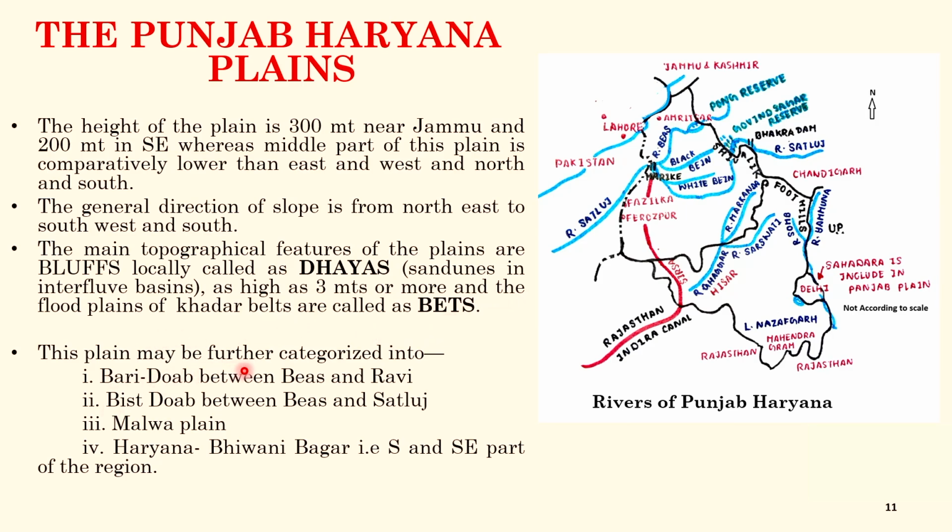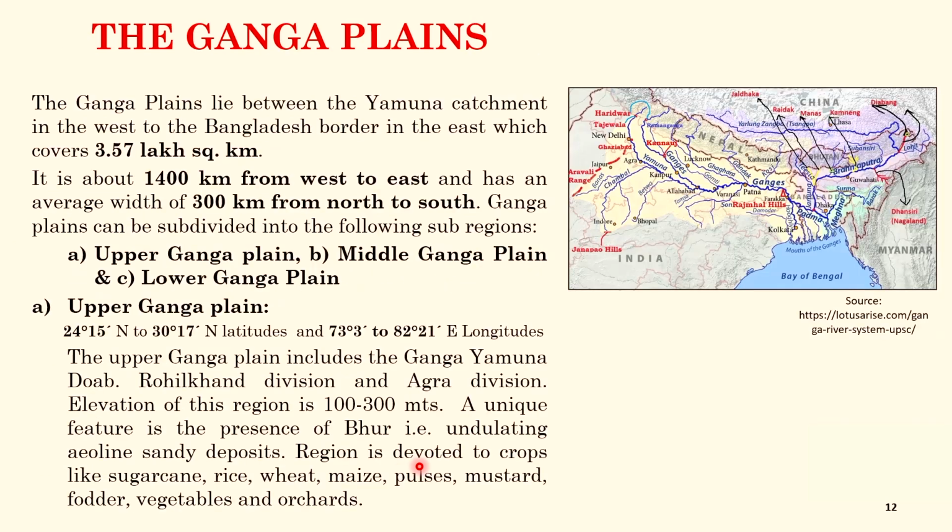The plain may be further categorized into Badi Doab between Byas and Ravi rivers. The Badi term is given by that only. They are taking B for Byas and R for Ravi. Bist Doab between Byas and Satluj. Third one is Malwa plain. Fourth one is Haryana Bhiwani Bagar, that is the south and southeast part of this region.